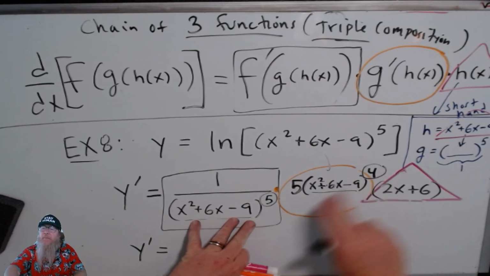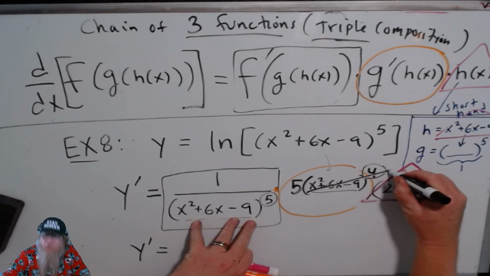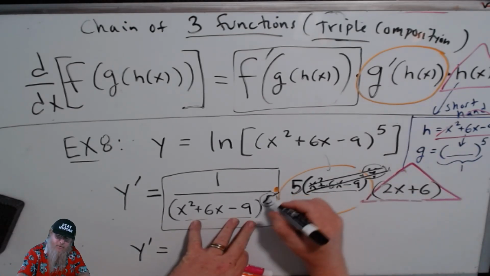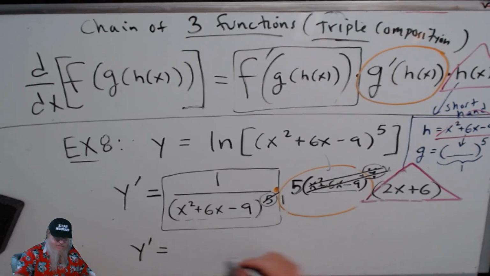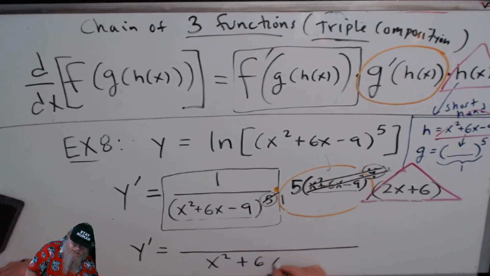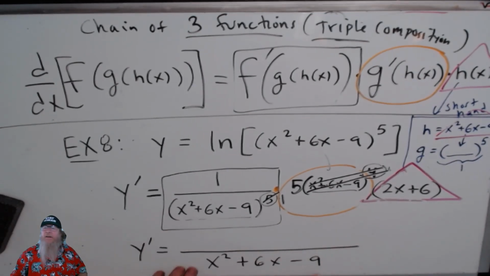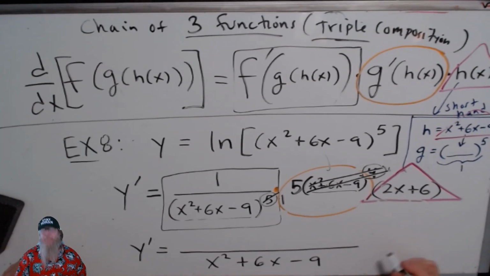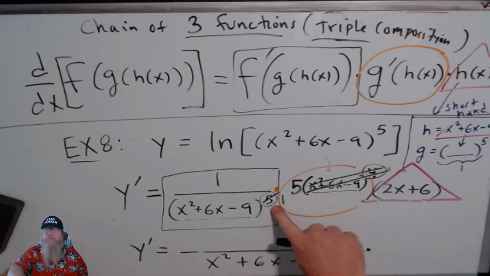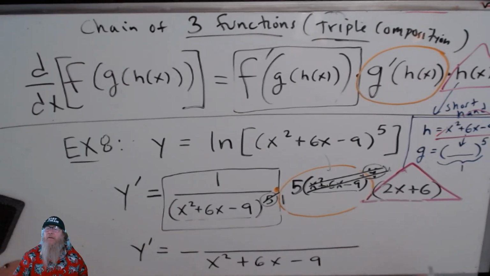So now I can combine them. I can cancel all four of these guys. Those are all gone. And then there's only going to be one of these left. So my denominator is just x squared plus 6x minus 9. I don't even need parentheses anymore because there's only one factor left. If you want to put the parentheses, it's okay, but they don't do anything.